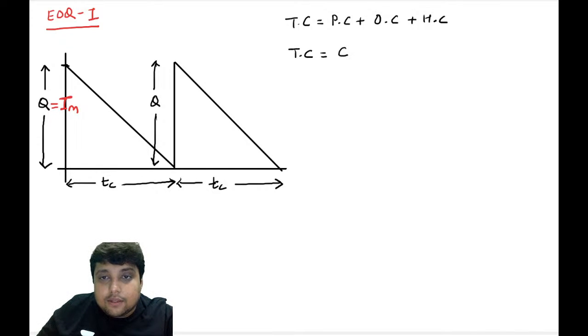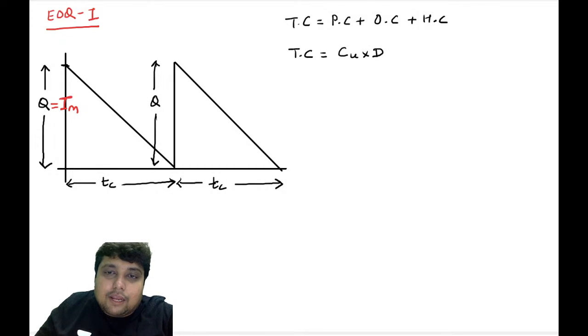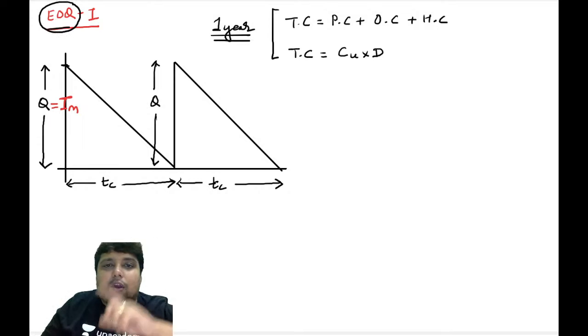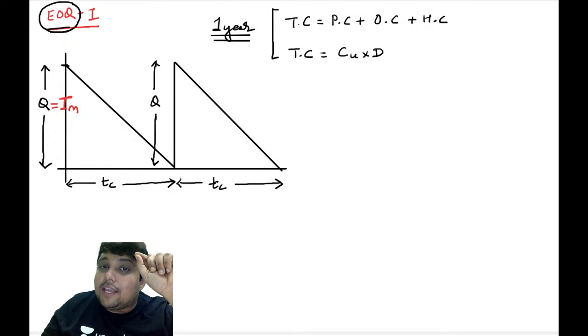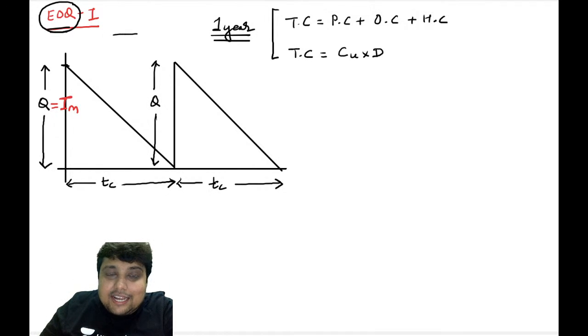Purchase cost will be CU into capital D. Why am I writing capital D? I am considering the total cost for 1 year. Remember, this is an EOQ model, and EOQ means economic order quantity. That order quantity for which we will have to minimize the total variable cost for 1 year. So the duration that we are considering in these calculations is 1 year.